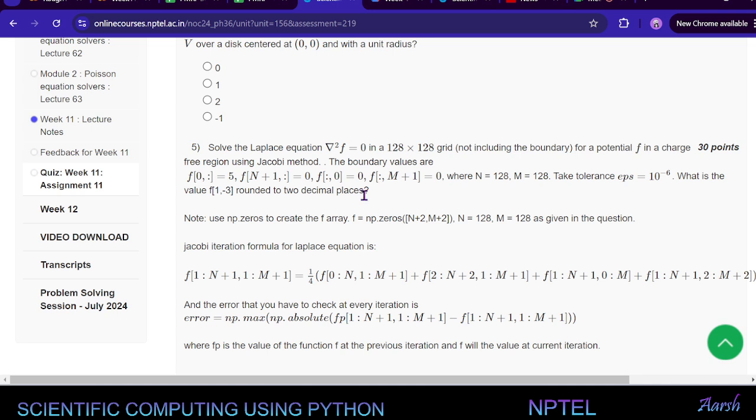It's giving the left boundary as f of 0. It's mentioned that this is the left boundary. This is a different question.